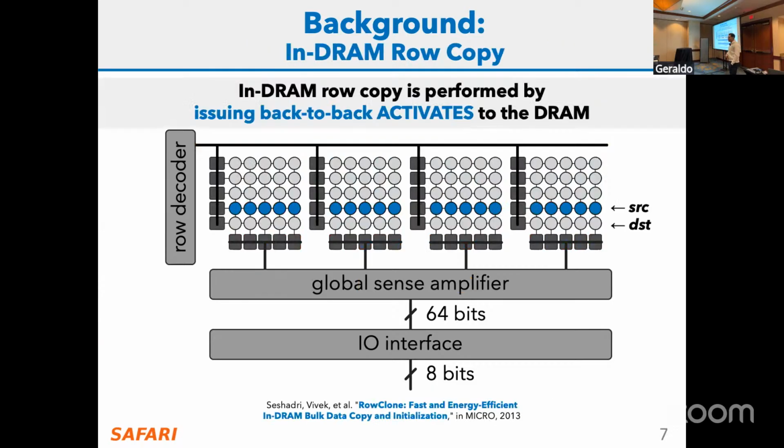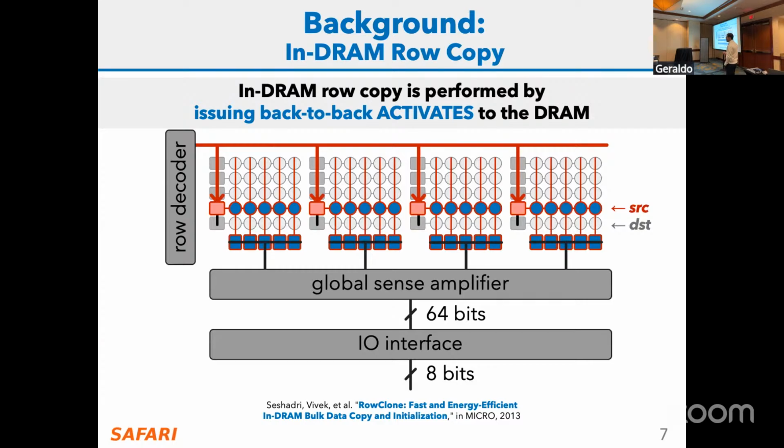As Honor mentioned, we can use these operating principles of DRAM cells to do some sort of computation. We are going to start very easy, doing some in-DRAM row copy operations by issuing back-to-back activations to the source and destination row inside a DRAM subarray. The first activate operates exactly as I mentioned in the background. We connect the source row to the local bit lines. The data is latched and amplified by the local sense amplifiers.